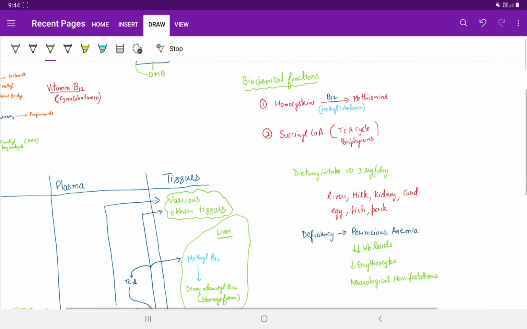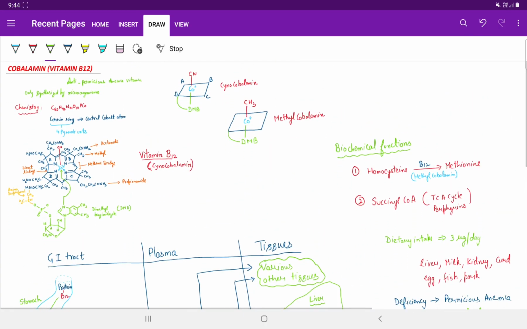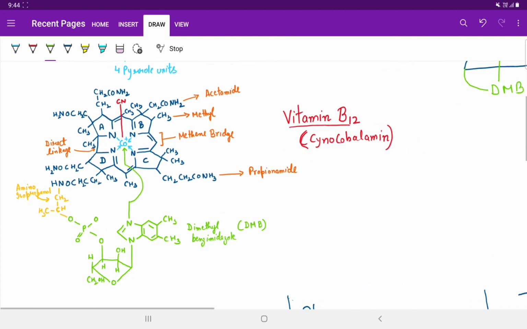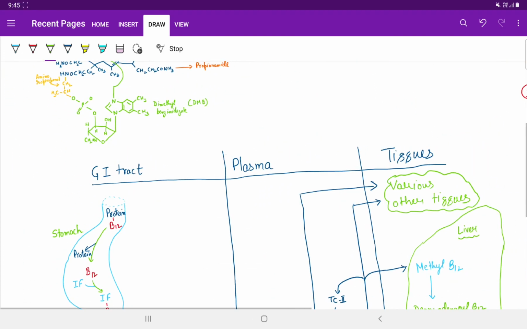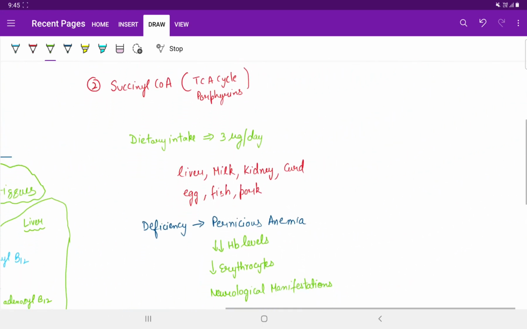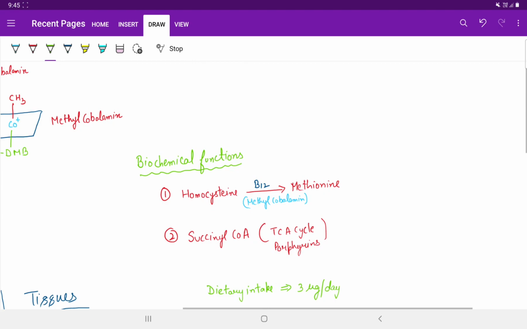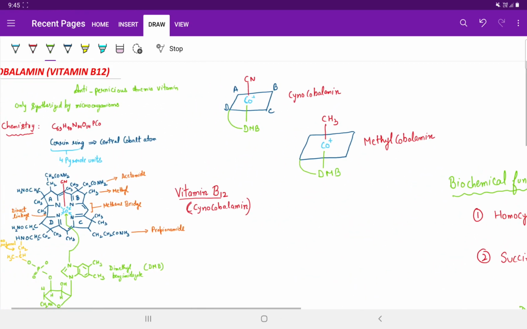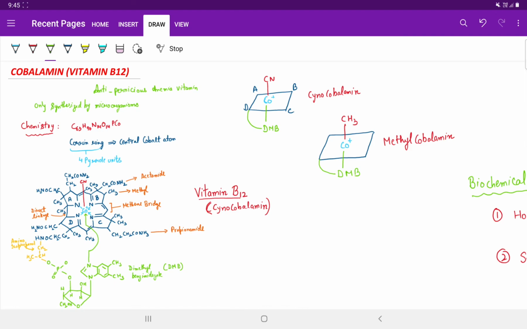So students, this was all regarding the vitamin B12. You can see its complex structure here. Then comes the fate, that is given here, the deficiency symptoms, the dietary intake, and its biochemical function. So these are the two major coenzymes of cyanocobalamin. So I hope now the structure of cobalamin or vitamin B12 is clear to you all.